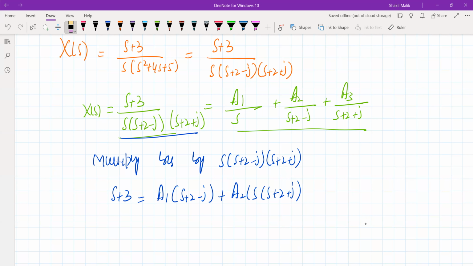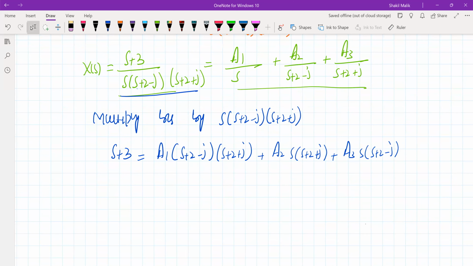Okay, I forgot one term here. So it is (s plus 2 plus j), right? If you multiply both sides by this term, s and s will get cancelled, and you will be left with this in the first term. In the second term, (s plus 2 minus j) will get cancelled, so you will be left with s into (s plus 2 plus j). Plus in the third term, you will be left with s into (s plus 2 minus j).